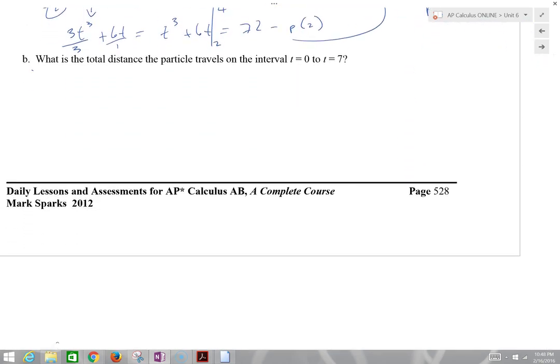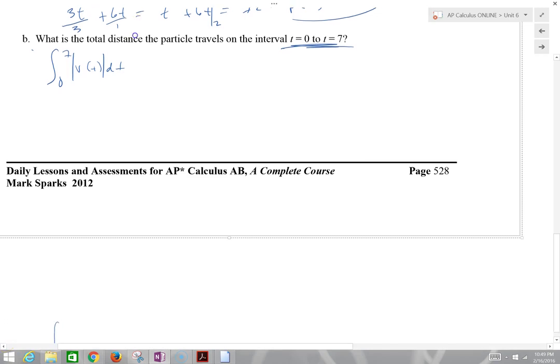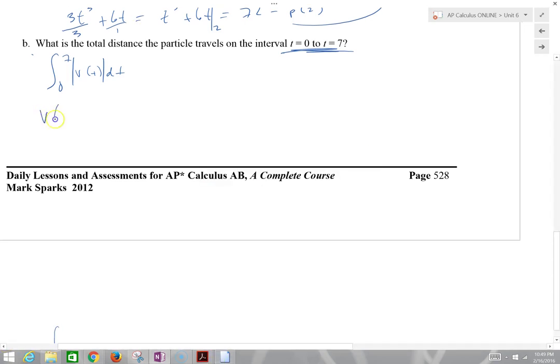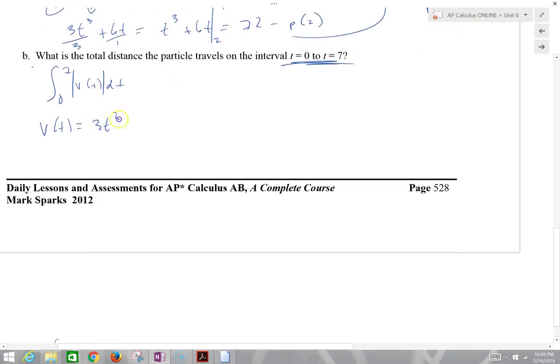Now we're going to find some total distance from 0 to 7. So from 0 to 7, v of t dt. So one of the things we can do is take the absolute value of that. Or we can also find if there is a place where the antiderivative is equal to 0, or actually even the velocity, because if the velocity changes direction, that will also make a difference. So let's check it out. V of t, which was equal to 3t squared plus 6, when is this equal to 0?